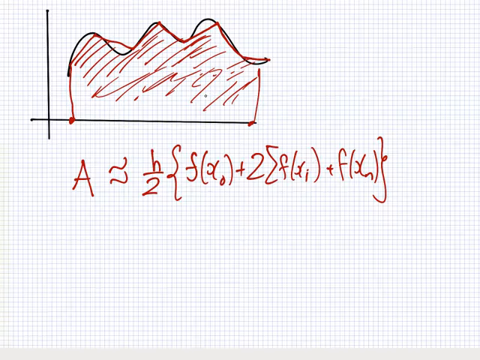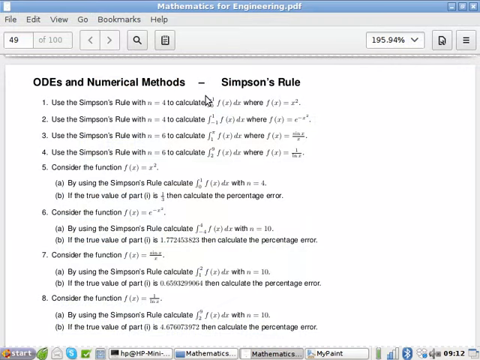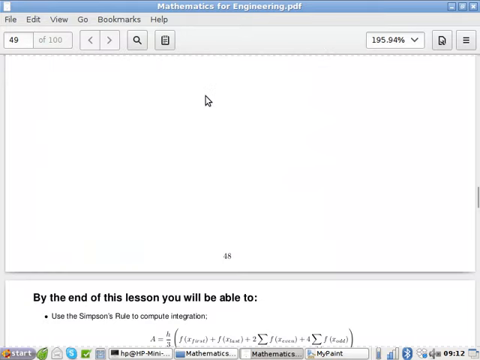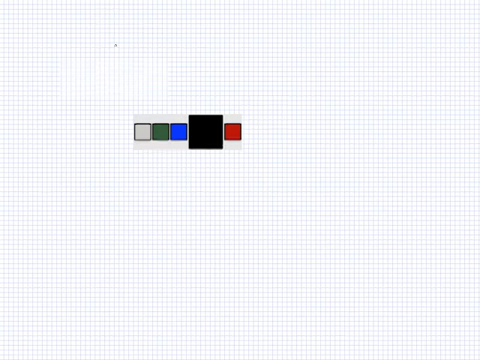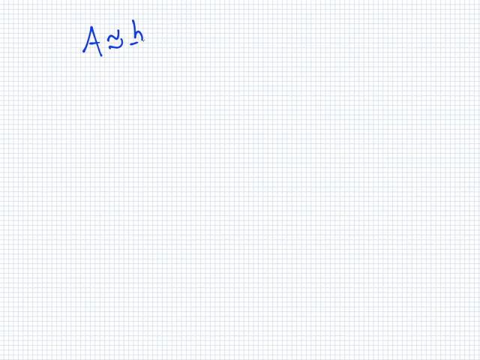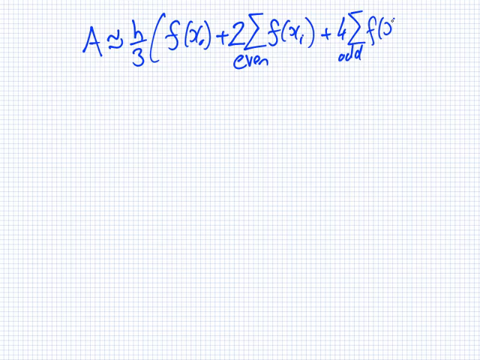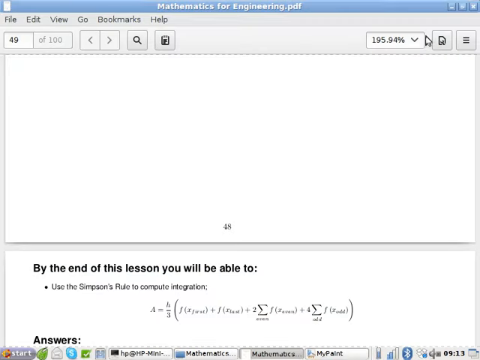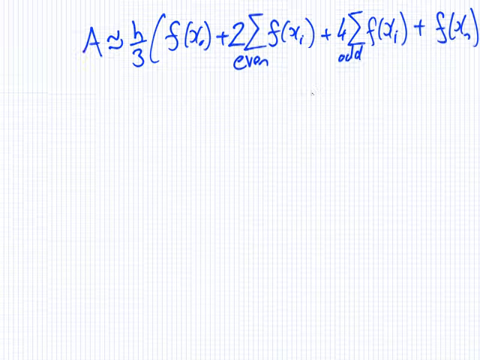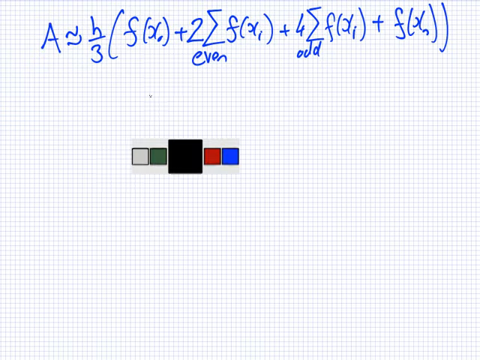Got that? Simpson's rule. Yeah? Okay. So, I have the formula here. For Simpson's rule, you get area is roughly h over 3, f of the first one, plus twice the sum of the even ones, which I'll explain in a moment, plus 4 times the sum of the odd ones, plus then the last one there. Like this one here. So I'll explain that with a picture.